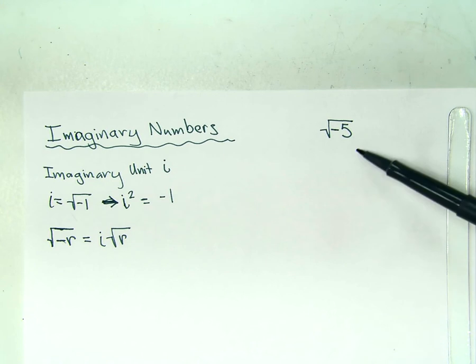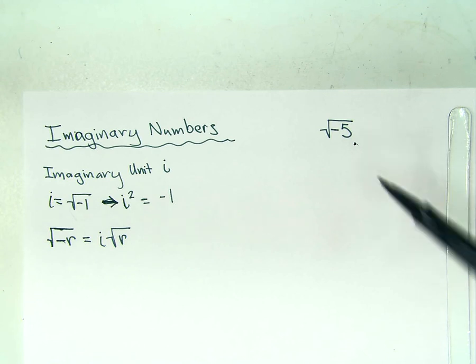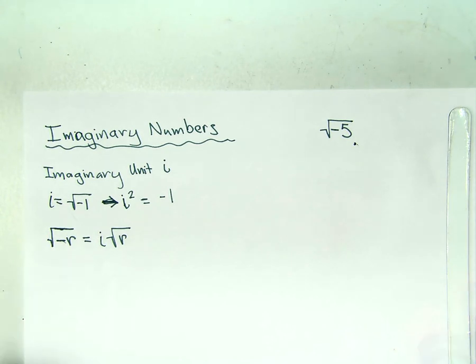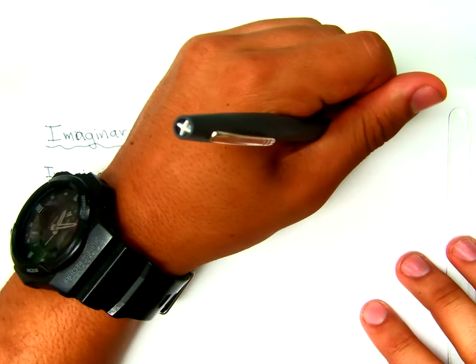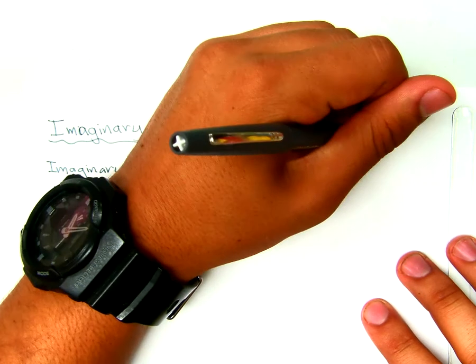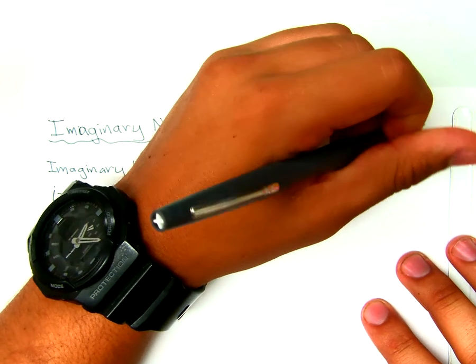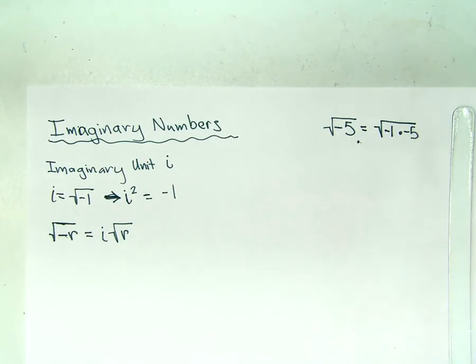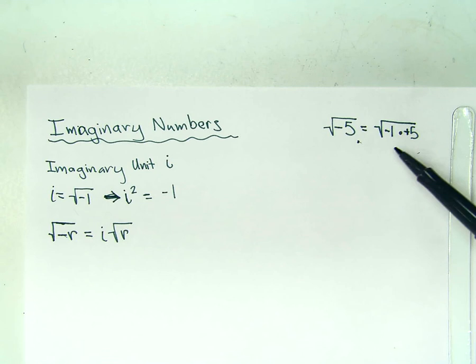Okay, so if we go back to the square root of negative 5, we said that before this was not a real solution. Well, we can find the solution for this. We can use this property here. Is the square root of negative 5 the same as negative 1 times negative 5? Yeah. Negative 1, oh, sorry. No, you're right, it's not. It's the same as negative 1 times 5.